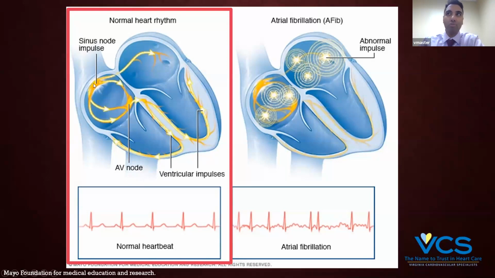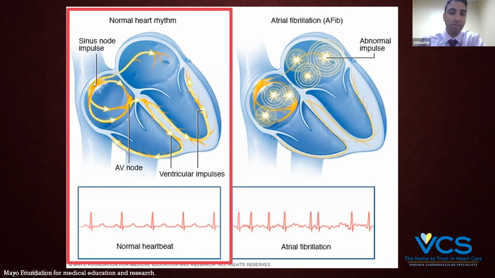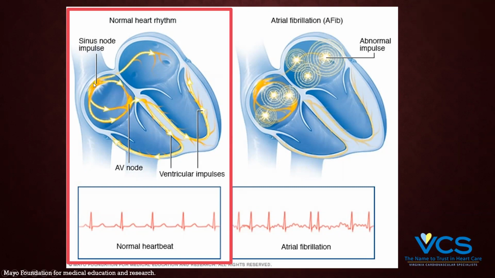And so in a normal heart rhythm, the heart rhythm is controlled by an electrical signal. And so the signal starts in the sinus node, and that's the actual normal pacemaker of your heart that everyone is born with. So the signal starts there and it travels along the top chambers of the heart, along the atria.